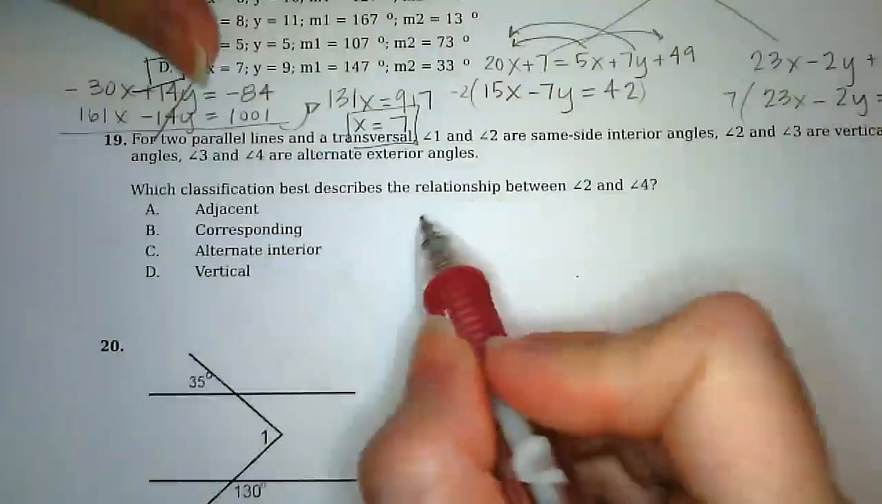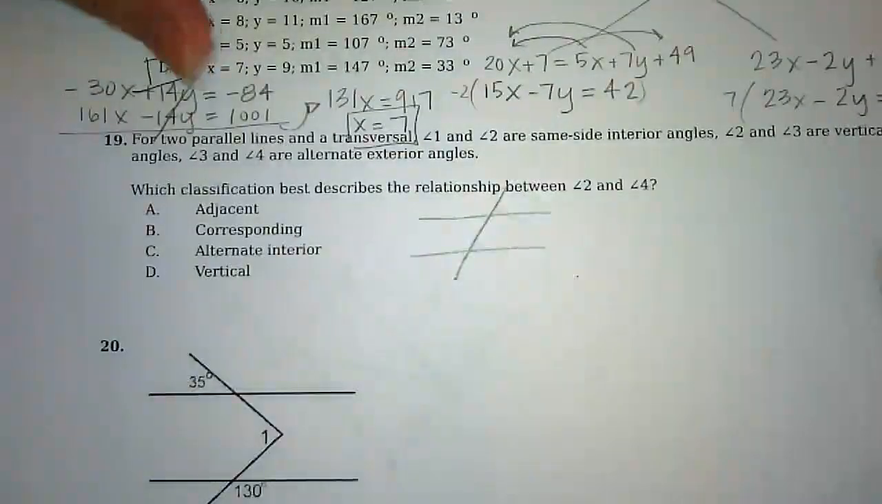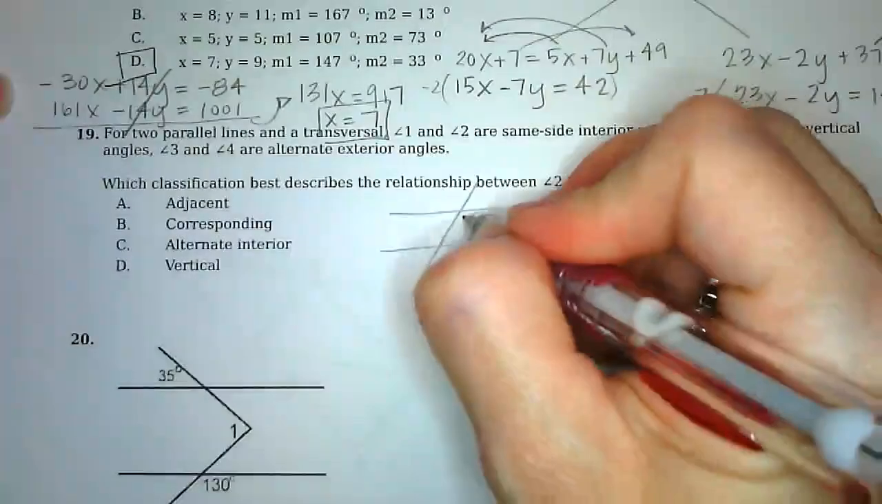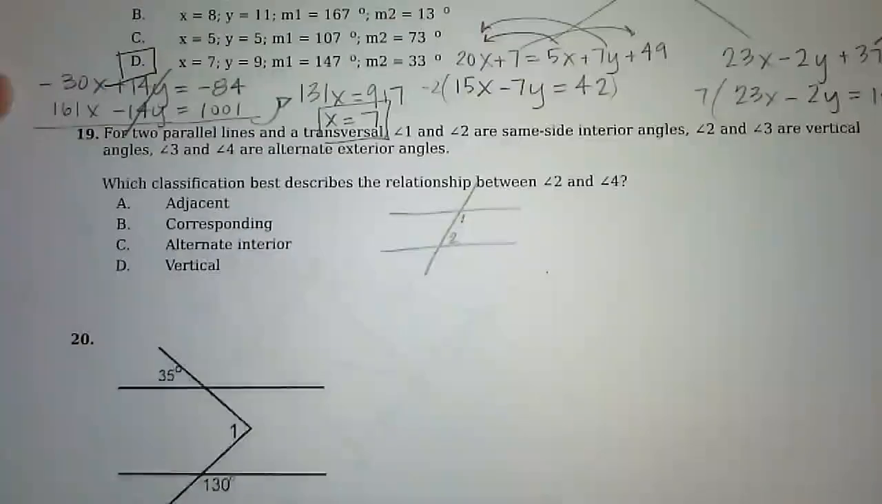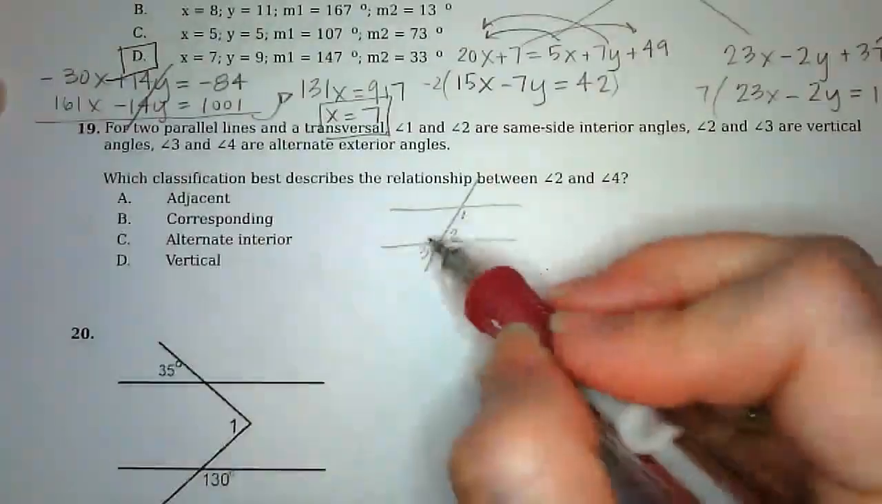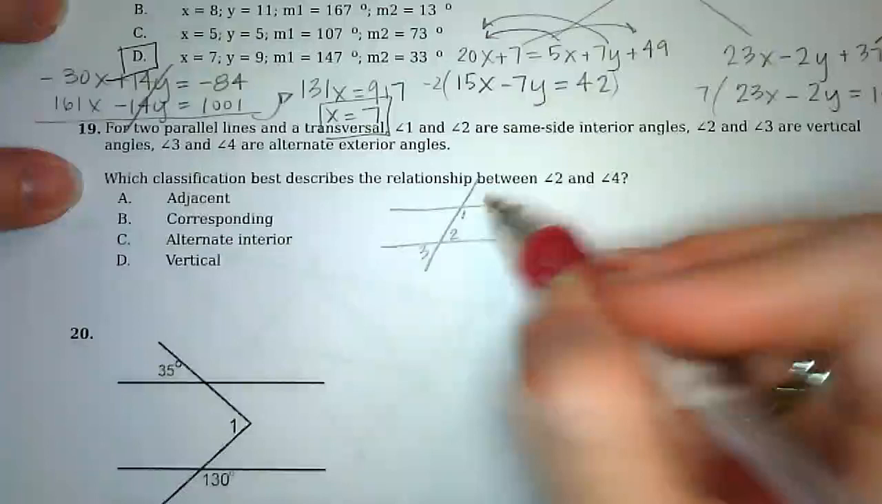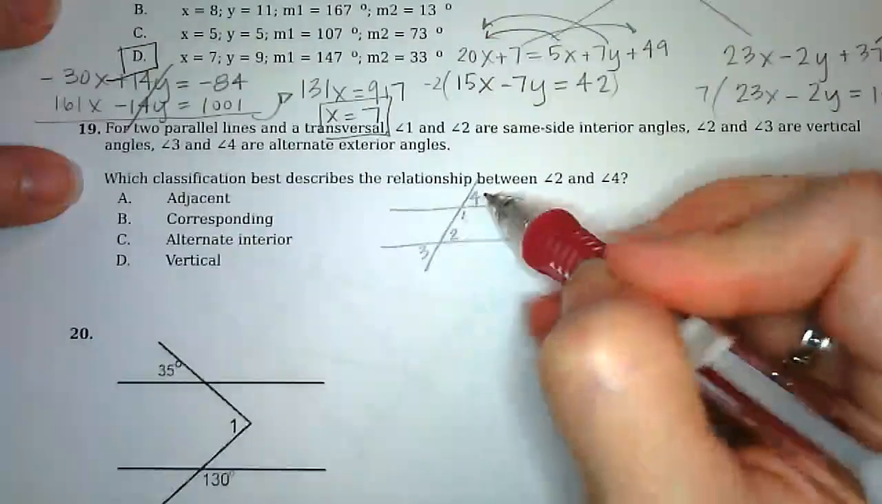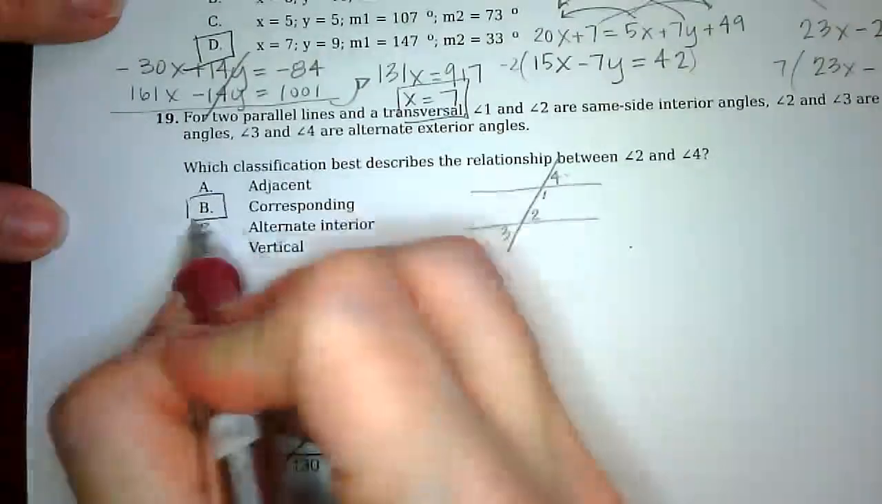Okay, two parallel lines and a transversal. 1 and 2 are same side interior, so I'm just going to say that's 1 and that's 2. 2 and 3 are vertical, which means 3 is there. 3 and 4 are alternate exterior, which means 4 has to be up there. So the relationship between 2 and 4 is corresponding.